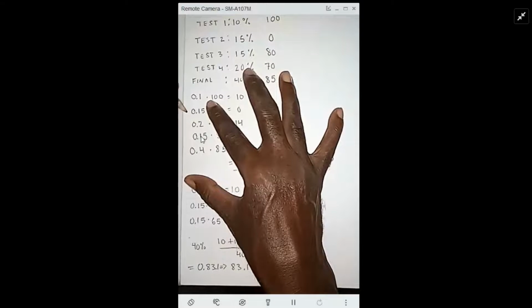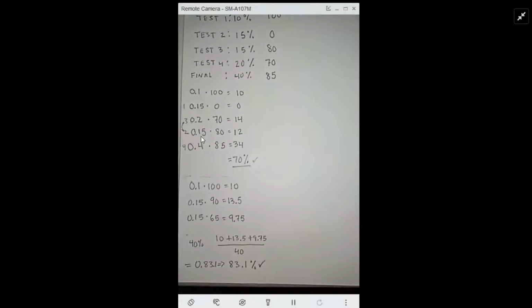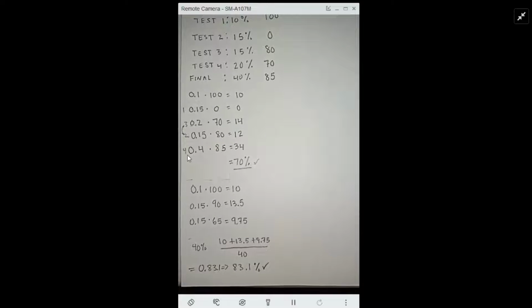No, actually, this is test 4. I have them out of position. They're out of position. Doesn't matter. So, and then, you can see the final was heavily weighted, 34 points for that.